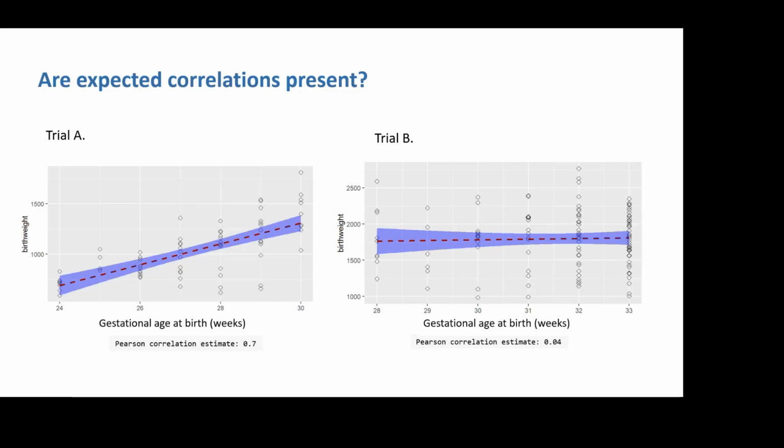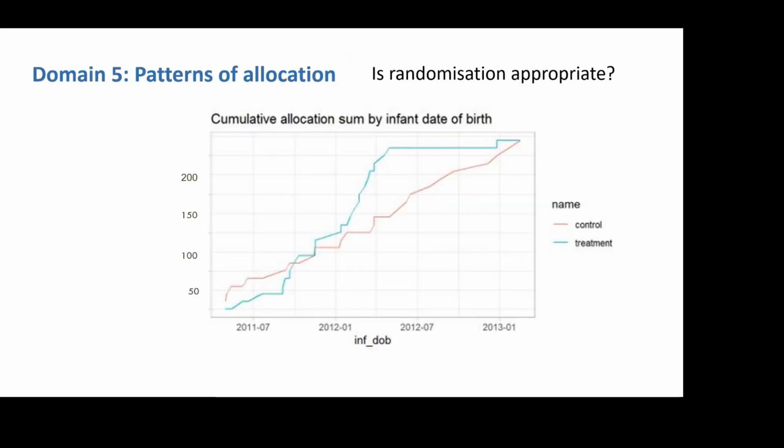And one other one. So patterns of allocation. So this is showing us, again, who's being randomized into the control and who's being randomized into the treatment group. And now the question, is that problematic or not? If anyone has any thoughts or comments on this?